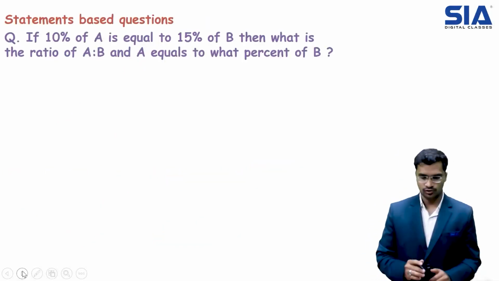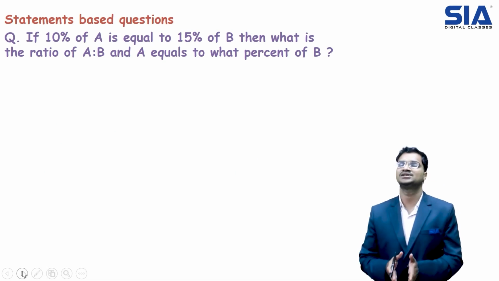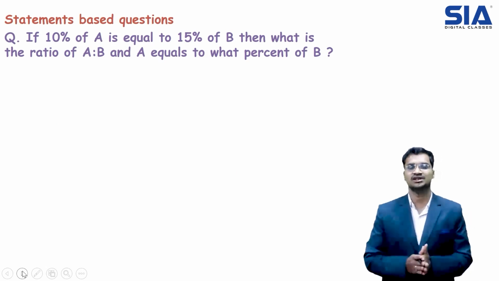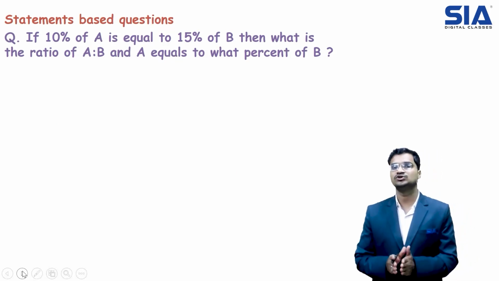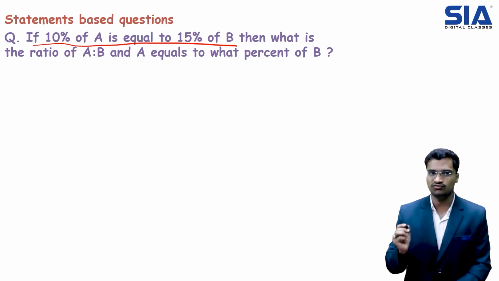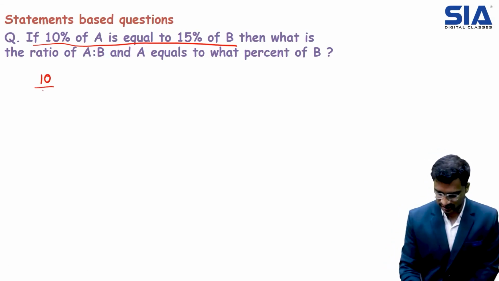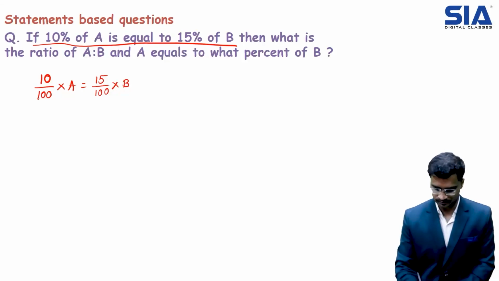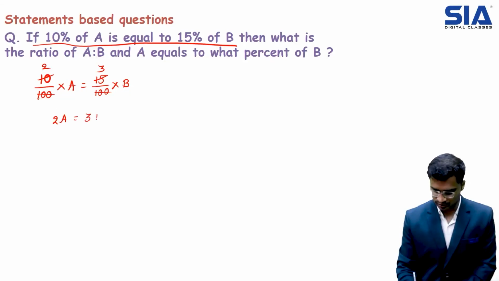Okay. So now coming to some statement based questions. Let us solve these statement based questions. The question says, if 10% of A is equal to 15% of B. Let us write this statement in equation format. 10%, 10 by 100 of, means into A, is equal to 15%, 15 by 100 of, into B. 100, 100 gets cancelled. Then 5 2s are 10, 5 3s are 15. I can say that 2A is equal to 3B.